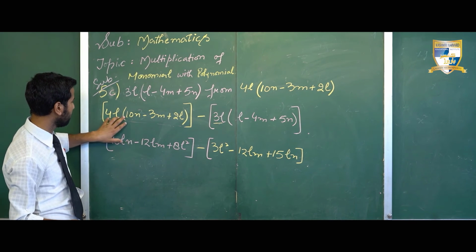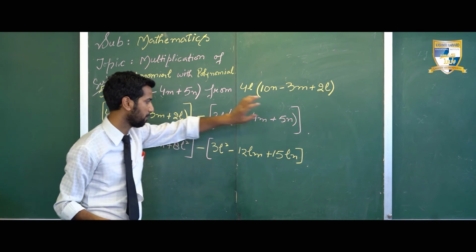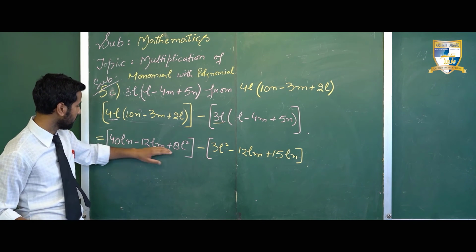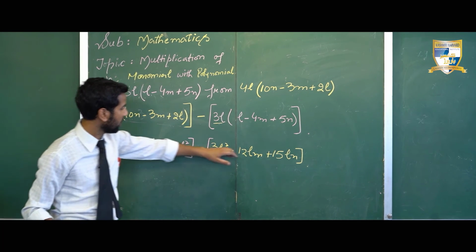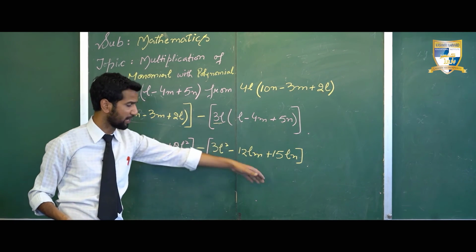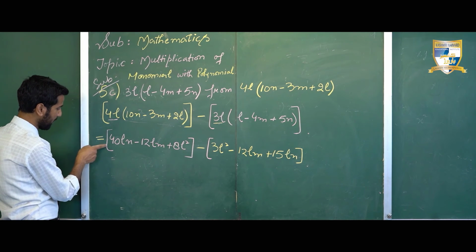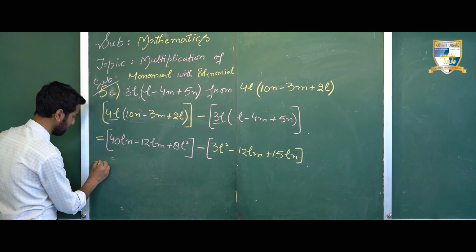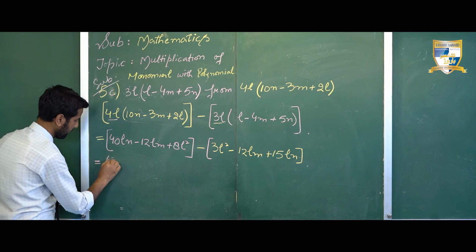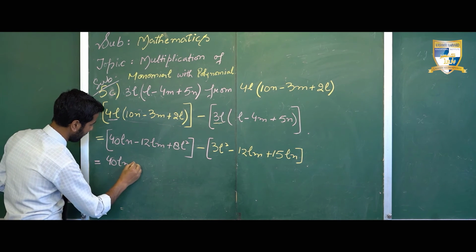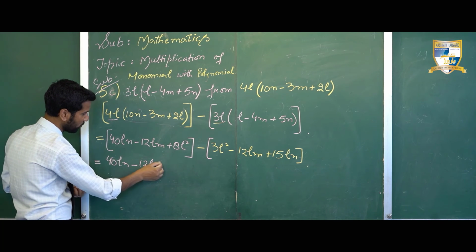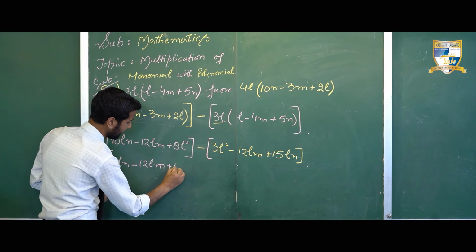So what we are doing here is multiplication of a monomial with a trinomial. Now we have three unlike terms here, so we can't subtract or add them. Now we are going to remove the brackets. Before this bracket, we don't have anything, so we consider it as plus. When there is a plus, we can remove the brackets and it doesn't affect the signs of terms. So it will become 40 ln minus 12 lm plus 8l square.